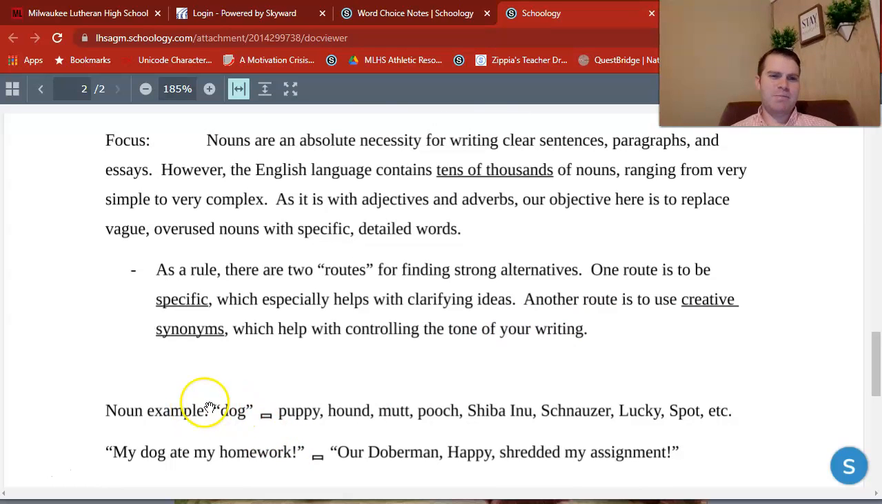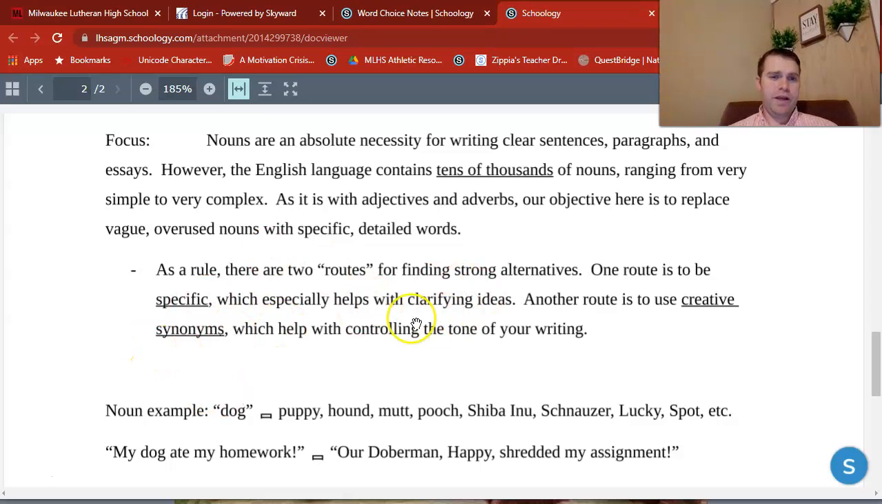Let's use dog as an example right here. If I had a sentence that said something like, I'll just say, my dog ate my homework, right? Just a really simple sentence right there. But let's use a better alternative for dog. Dog is a 5-cent word. We want a $5 word right here.